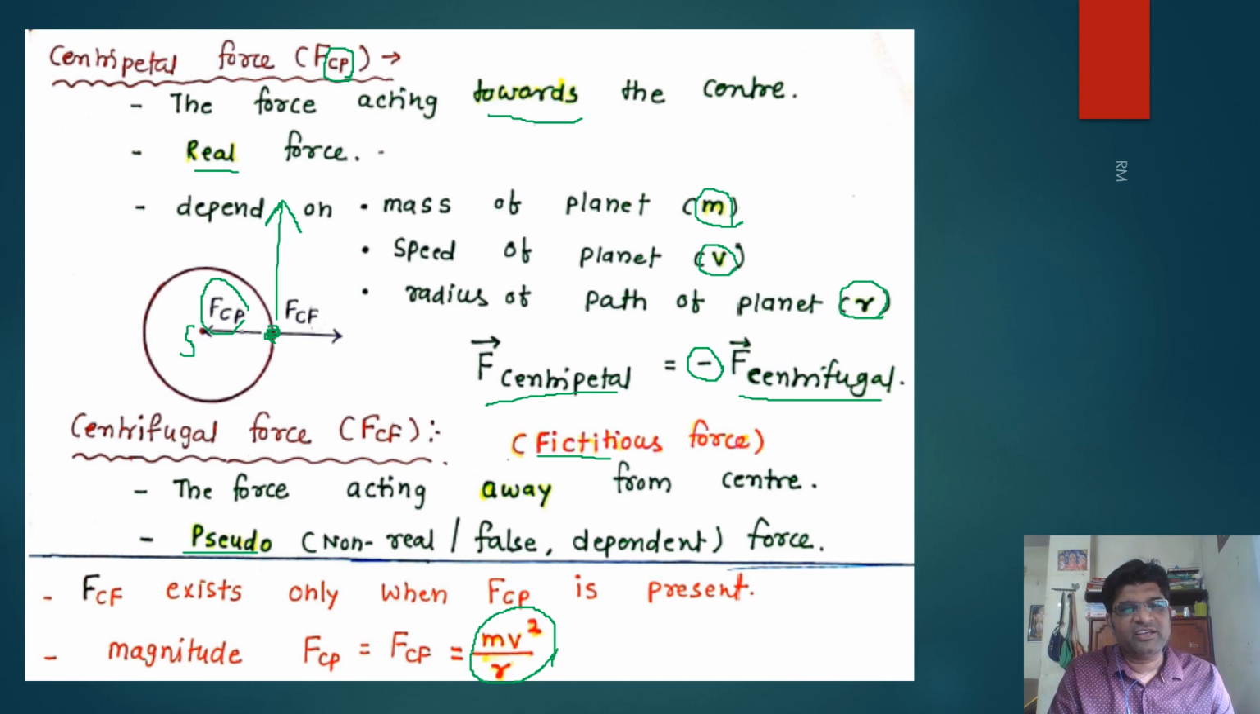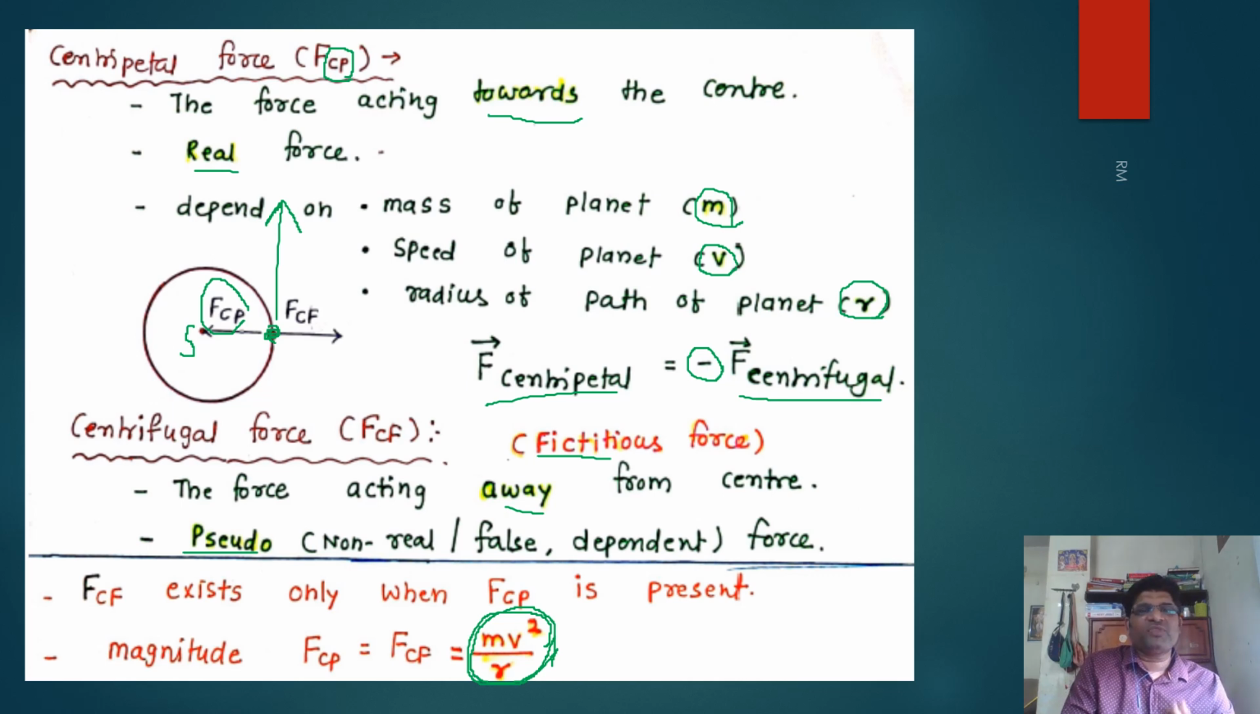Is that clear? And what is the magnitude? Magnitude here is equal to mv square by r. Got it? So centrifugal force is existing only when centripetal force exists, and it acts away, and that is not the real force. Got it?